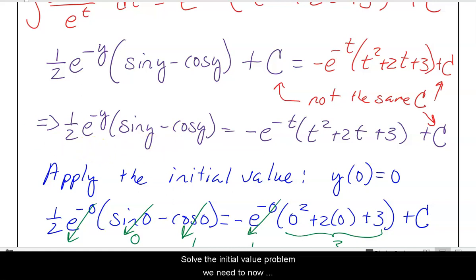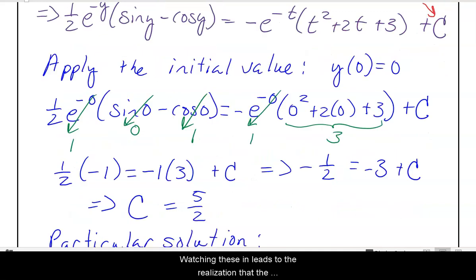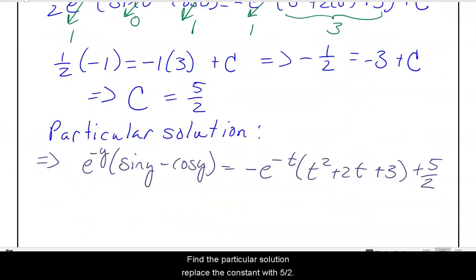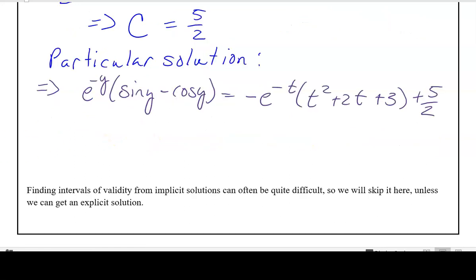To solve the initial value problem, we need to now apply our initial value that when t equals 0, y equals 0. Plugging these in leads to the realization that the constant must be 5/2. To find the particular solution, replace the constant with 5/2. This will give you an implicit particular solution.